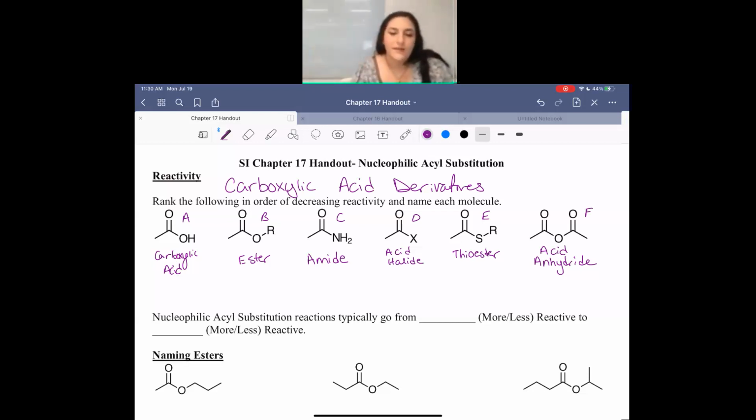The absolute most reactive of these is D. Acid halides are super reactive. And it just got dark in here. Cool. So acid halides are super duper reactive. After acid halides, we have our lovely acid anhydrides. After our acid anhydrides, we are going to use, okay, fine.